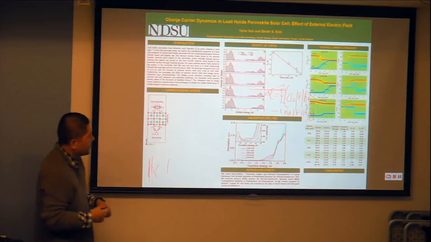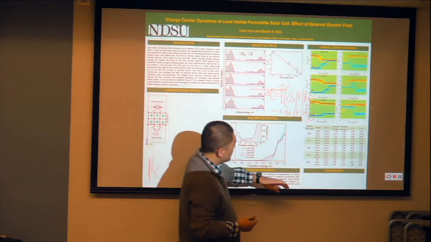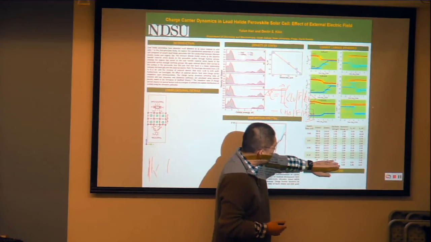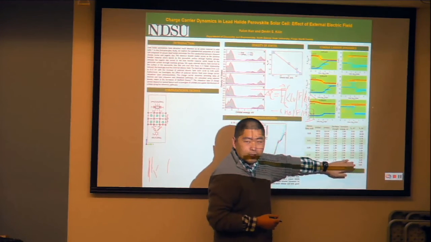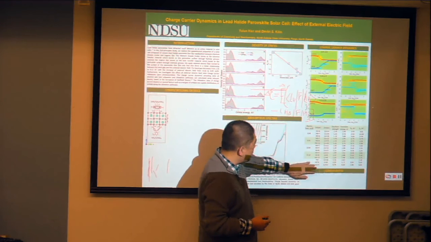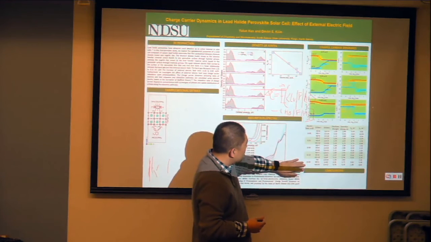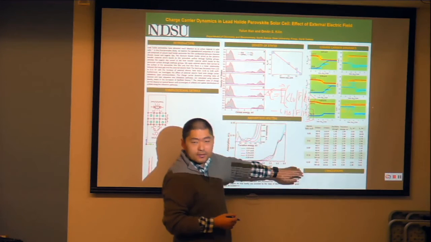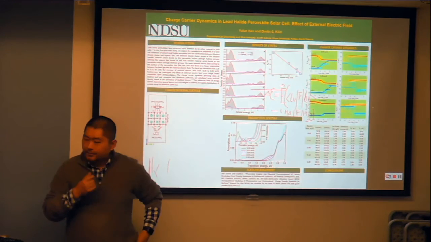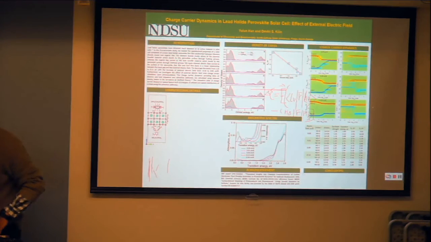Because for both electrons and holes, if we do not have this set of data, it seems we have a very good trend. What happens for this kind of data? So this minus 0.3 is an outlier from the trend.